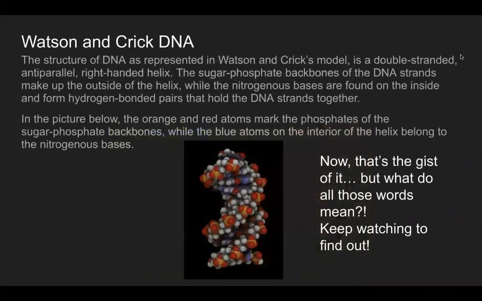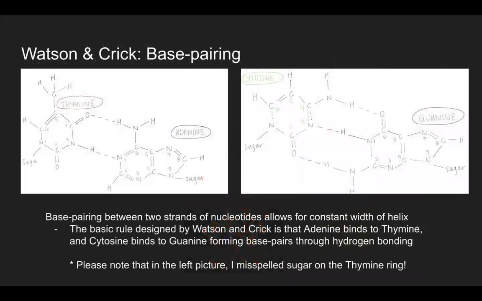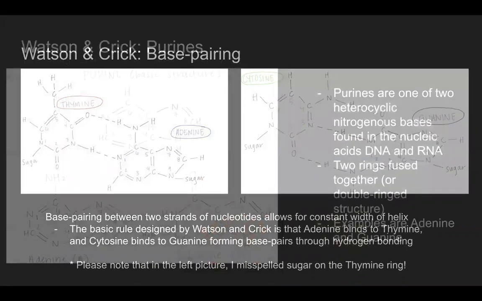Today, we're going to be talking about the features of Watson and Crick DNA. Please pause this video to get a brief description of what Watson and Crick DNA is and a snippet of what's to come. Base pairing between two strands of nucleotides allows for constant width of helix. The basic rule designed by Watson and Crick is that adenine binds to thymine and cytosine binds to guanine, forming base pairs through hydrogen bonding.